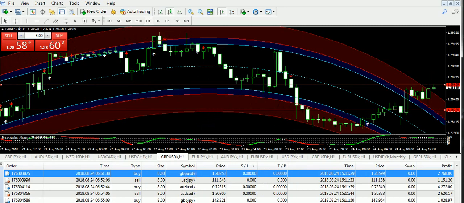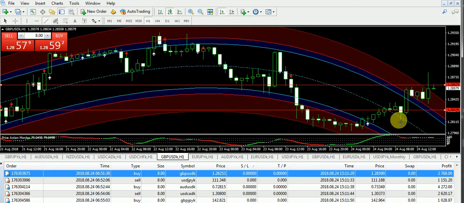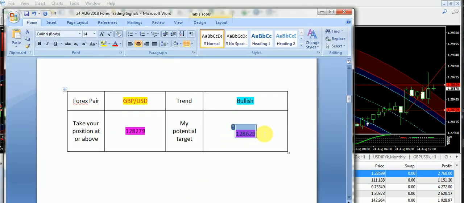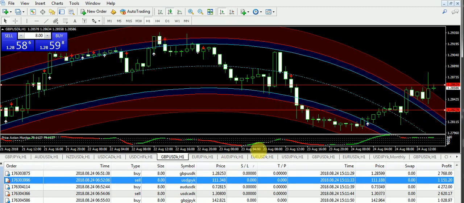And now let's get started with the signals from Great Britain Pound USD. So guys, today I have supplied the bullish trend in case of Great Britain Pound USD from 128.279, and you can see that right from the entry we have seen a significant upward trend on Great Britain Pound USD, and the target price that I have supplied to my subscribers was 128.629, and you can see that the target price is already met. So those subscribers who have taken the buy positions today on Great Britain Pound USD, they must have taken a very good profit.